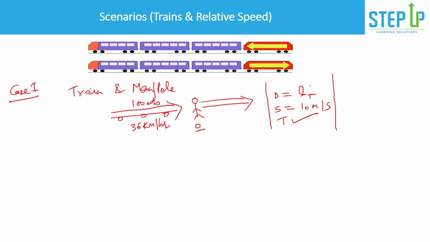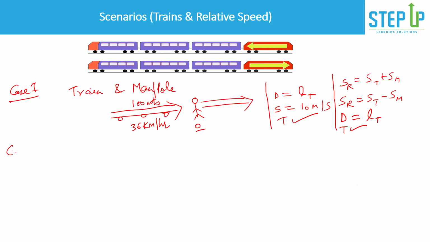This is scenario 1. Scenario 2 could be where the person is also walking. If the person walks in the opposite direction, of course your relative speed will become the speed of the train plus the speed of the man. However, if the person is walking in the same direction, it will become the speed of the train minus the speed of the man. And your distance would be the same, because the breadth of the man is insignificant with respect to the length of the train, so the distance the train will cover is the length of the train, and you can calculate the time in this case also.